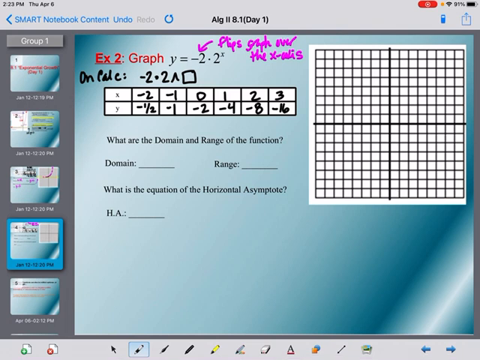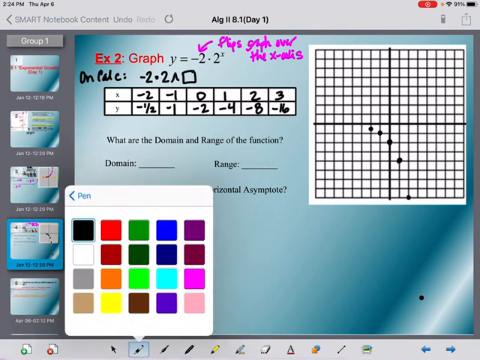All right, so now I'm going to go ahead and plot these ordered pairs. When x is negative 2, y is negative 1/2. So again, now I'm below the x-axis. When x is negative 1, y is negative 1. When x is 0, y is negative 2. When x is 1, y is negative 4. When x is 2, y is negative 8. And then finally, when x is 3, I'd be at negative 16, which would be way down there.